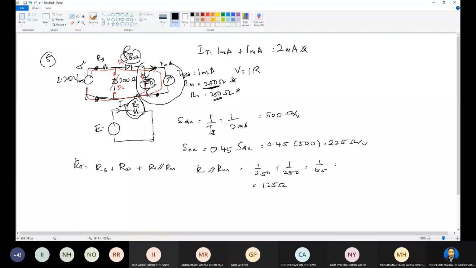Or you can use the formula: R1 multiplied by RM divided by R1 plus RM. This is another formula to calculate the parallel. Or you can use it straightforward, 1 over RM plus 1 over R1, and then you have to invert, because this is 1 over parallel. That's why after you get this one, you just invert. So that's how you get this value, 125. RD is also already given. RD is 300.